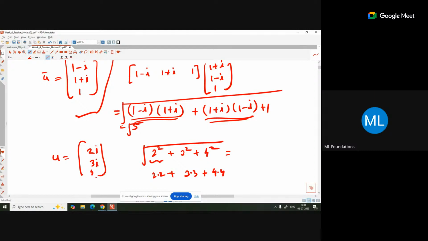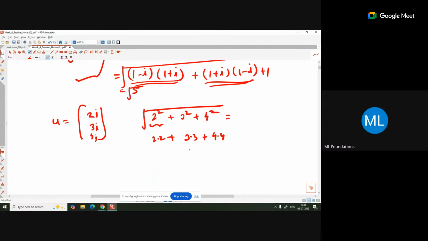But if these are, let's say, complex numbers, 2i, 3i, and 4i, then this will not be like 2i into 2i, correct? Because what will happen then? If I do 2i square, 3i square, and 4i square, what is 2i square? Minus 4. Then this will become minus 9, and this will become minus 16.